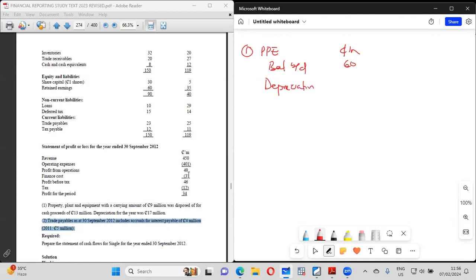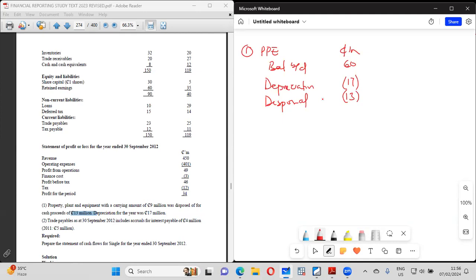The question told us that depreciation is 17 for the year, so minus 17. The question also told us that they disposed of an asset, so disposal with the carrying amount. It says that the asset with a carrying amount of 9 million was disposed for 13 million. Don't forget I said the disposal is always the carrying amount.